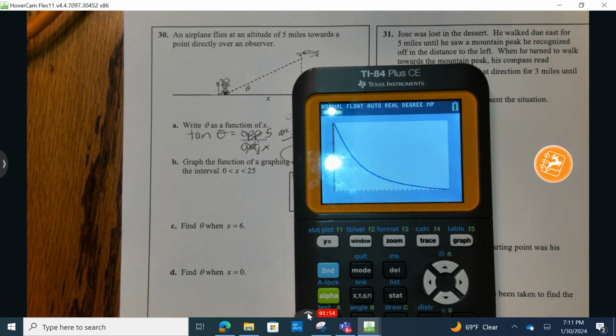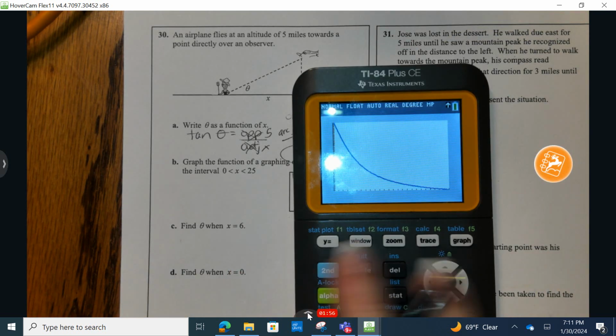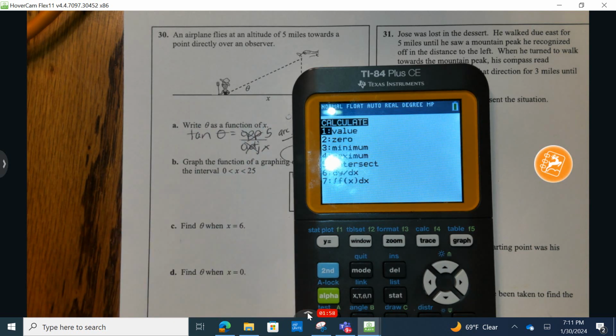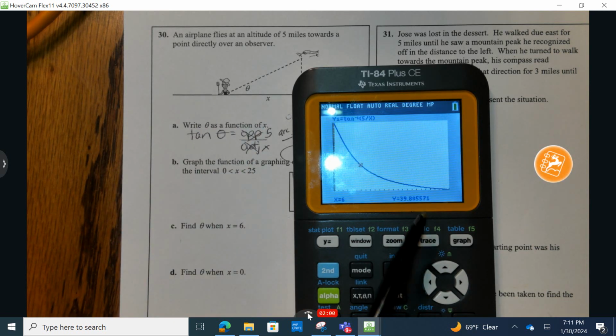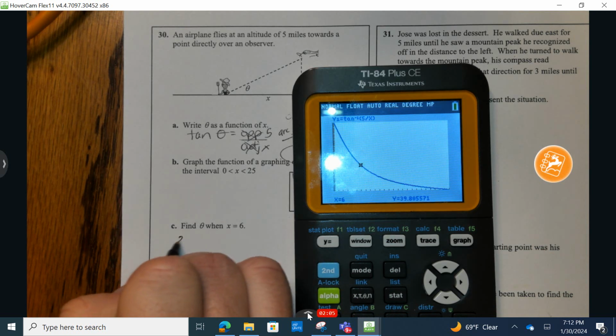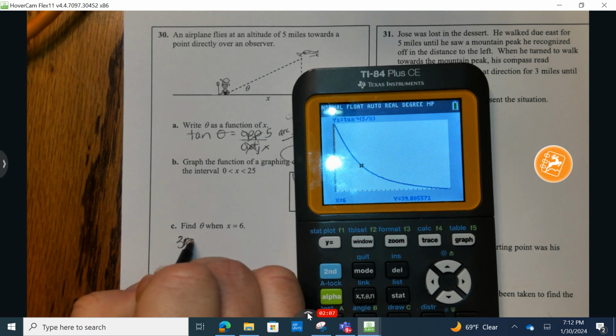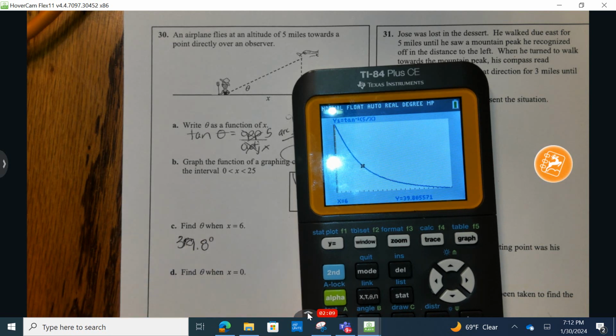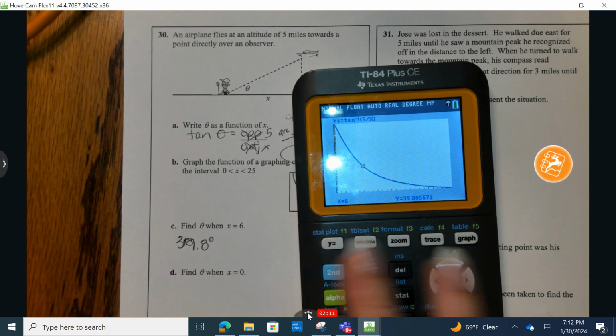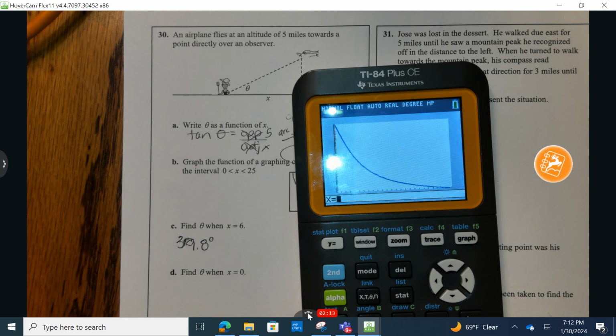And now let's get an output here. So what is going to be the angle when this distance x is a distance of 6? We can see the angle is about 39.8, 39.8 degrees.